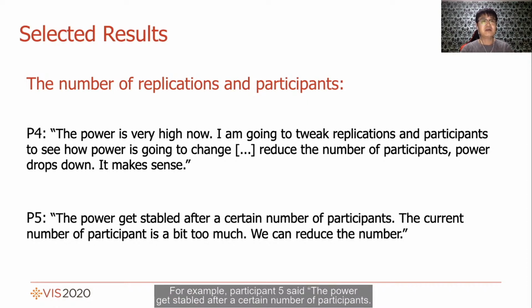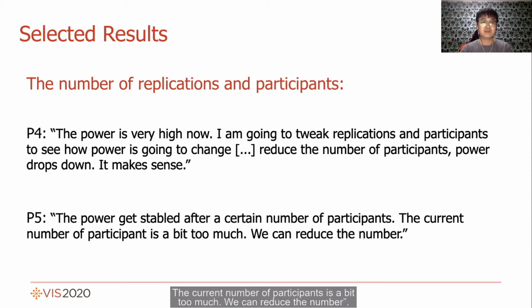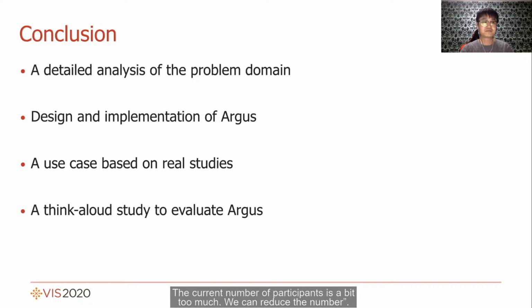Participants also interpreted the trend curve in the power trade-off view. For example, participant 5 said, "The power gets stable after a certain number of participants. The current number of participants is a bit too much. We can reduce the number."